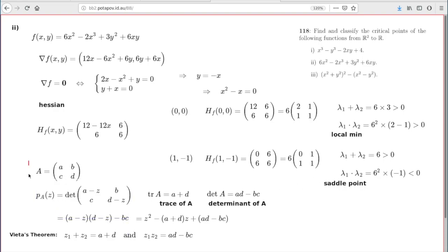This little trick with the trace and determinant and their interplay with the signs helps a lot to make your analysis of stationary points a lot quicker, because you don't need to find the actual numerical values of the eigenvalues.